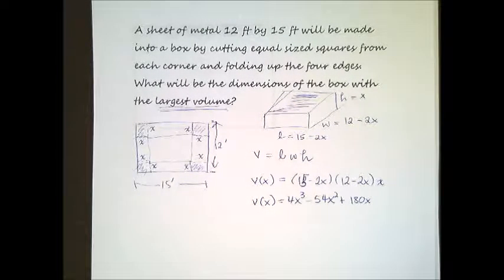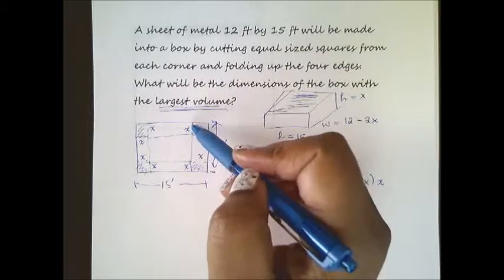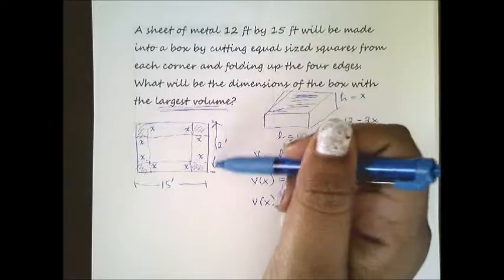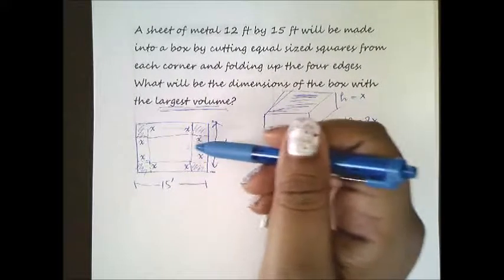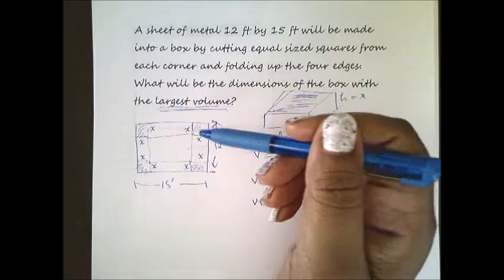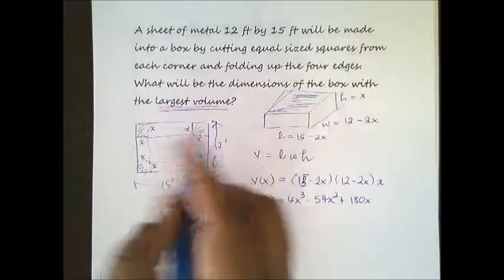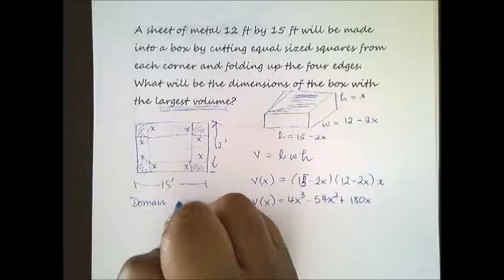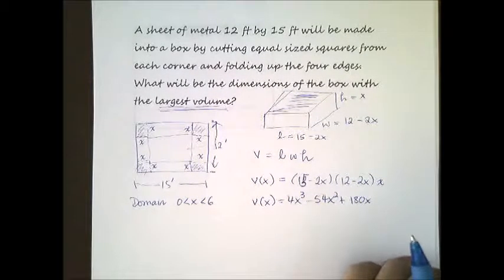This might be a good point to stop and think about domain. So x clearly has to be bigger than 0, right? But how big can it be? Well, this side's longer than this side, so this is going to restrict it more. And it can't go past the halfway mark, can it? Because then the x is overlapping parts that I already cut off, and that doesn't make sense. So I'm going to say that the domain is restricting x to be between 0 and 6. That makes sense?